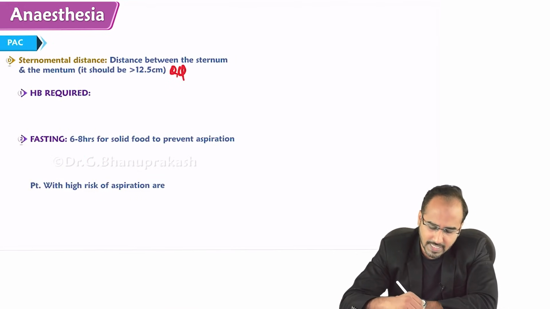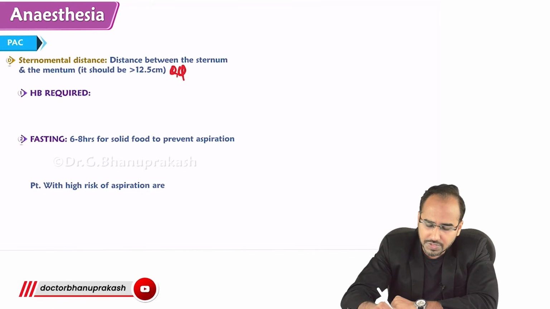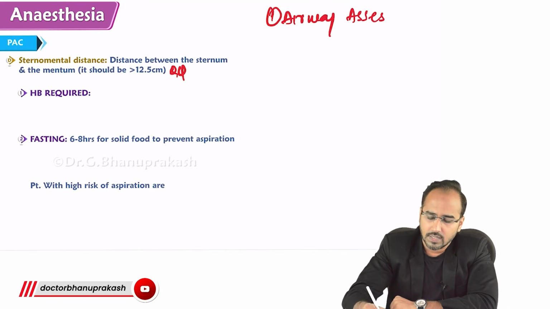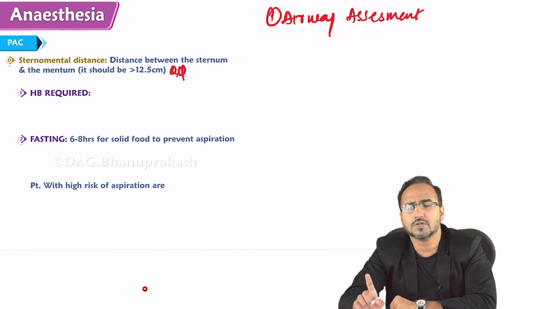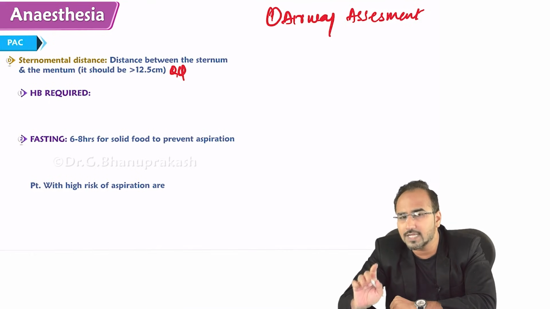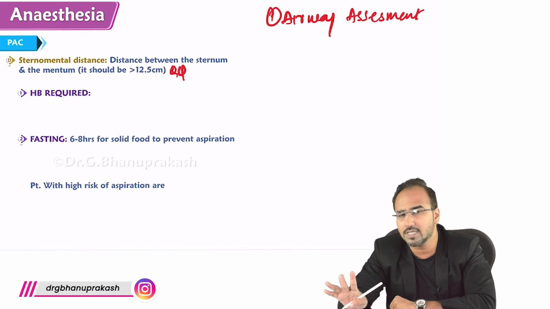Okay, so that's regarding the thyromental and sternomental distance. So we have done the most important step in the PAC. If you guys remember, what was the first step? Airway assessment. Two things we need to tell the patient, and we look for four parameters. What two things? Open your mouth, lift your chin. What four parameters we need to look for?